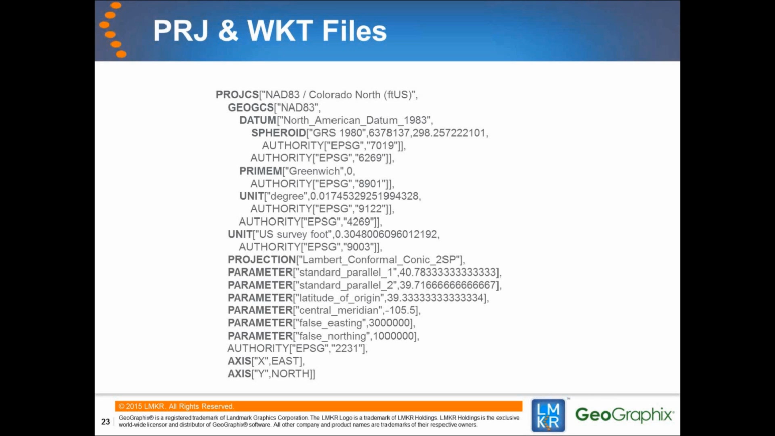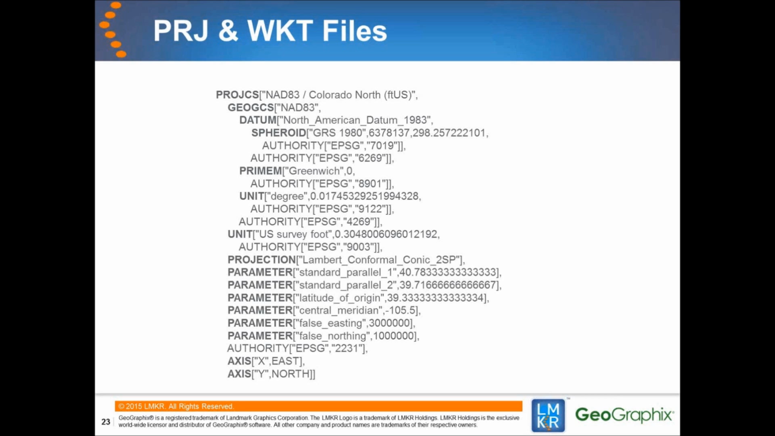Now, generally we just sort of gloss over this, right? Okay, do you have a PRJ file for the shapefile? Yeah, okay, great. I can get it into GeoGraphix, or I can get it into ArcMap. But it's instructive to actually look at the type of information that is in one of these files, because this information defines the coordinate system. It's the definition of the coordinate system. So here we have NAD 83. That's the projected coordinate system, NAD 83, Colorado North, feet US. So it's US survey feet.